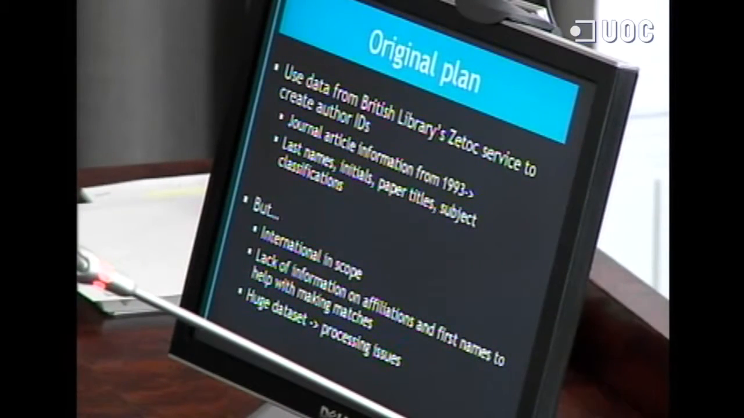So our original plan with names was to use the British Library's ZTOC service, which is an electronic table of contents service for journal articles from 1993, and to use that to create author identifiers. But ZTOC is huge. Going back to 1993, there's millions of articles, and because it's international in scope, all the authors were from all around the world, so we were suddenly dealing with a huge amount of information. And there wasn't any affiliation data in there, and it was only initials, not full first names. So it was hard to process this data to get anything meaningful out of it.